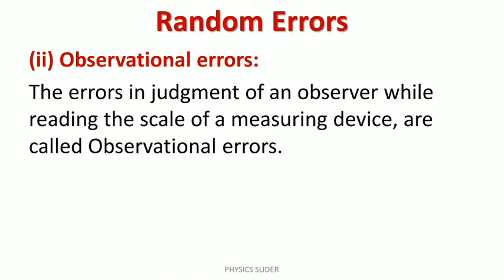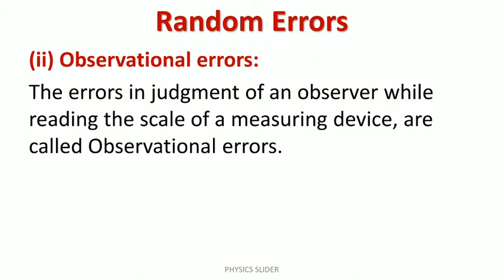Okay, if you are reading the scale, as we have discussed, the ammeter has a scale on it, the galvanometer has a scale on it, the voltmeter has a scale on it. If you are observing or reading the scale of a measuring device and there is an error in the judgment, or the error in telling the reading by the observer, then that error will be categorized under observational errors as a subcategory of random errors.